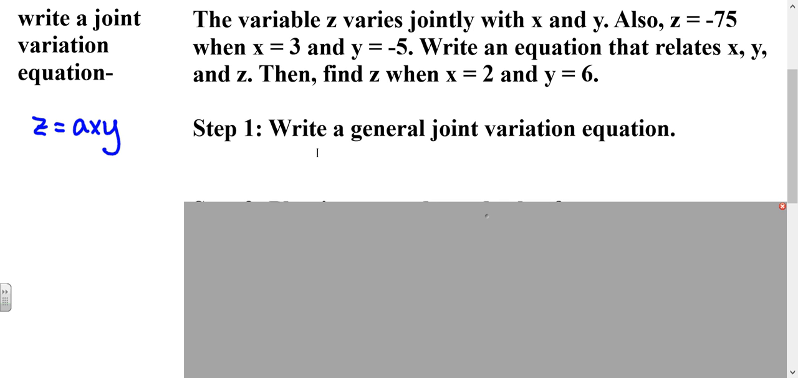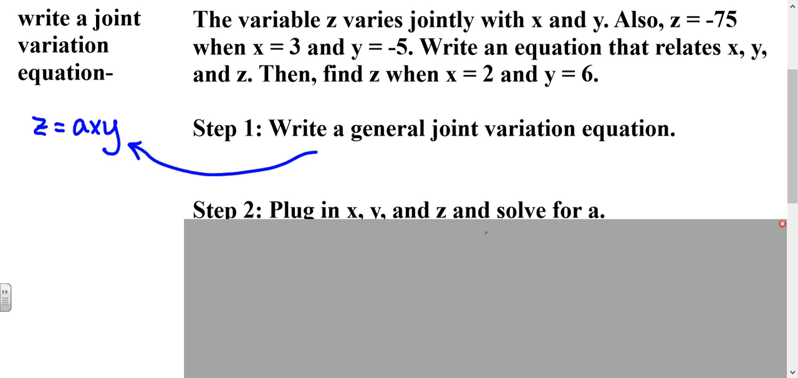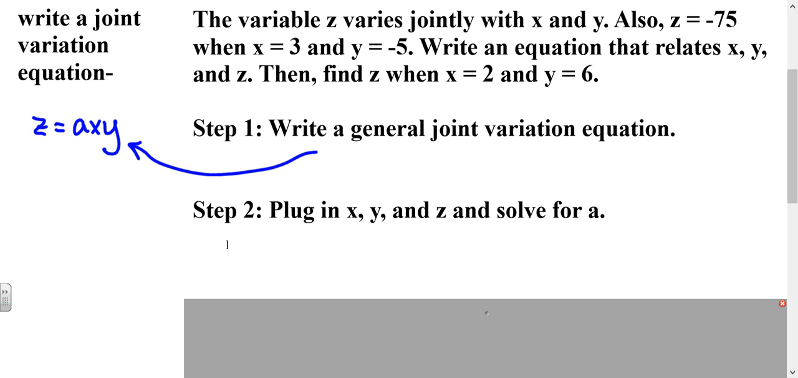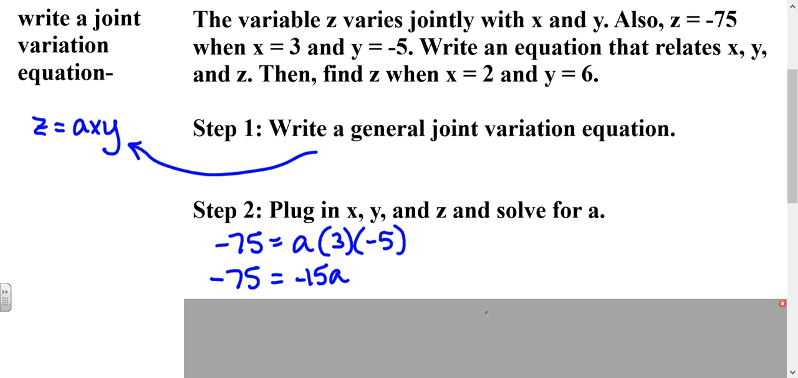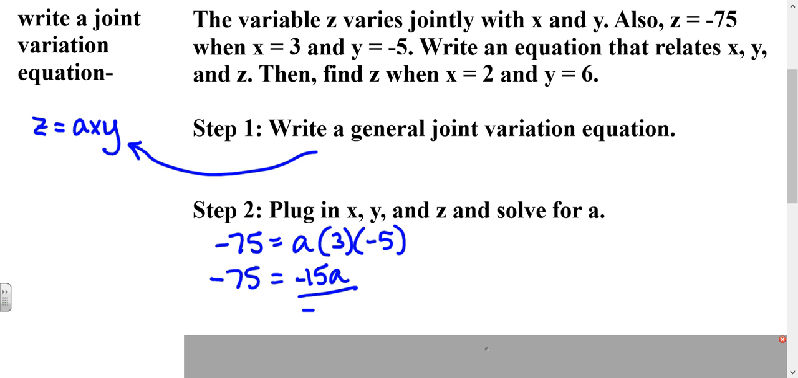Okay, so first we wrote a general joint variation equation. We're going to plug in all the values that they've given us. So we know z equals negative 75. We don't know what a is. We know that x equals 3. And we know that y equals negative 5. So if we work this out, we get negative 75 equals 3 times negative 5, which is negative 15a. So then if we divide by negative 15, we can get a by itself. So we get a equals positive 5.